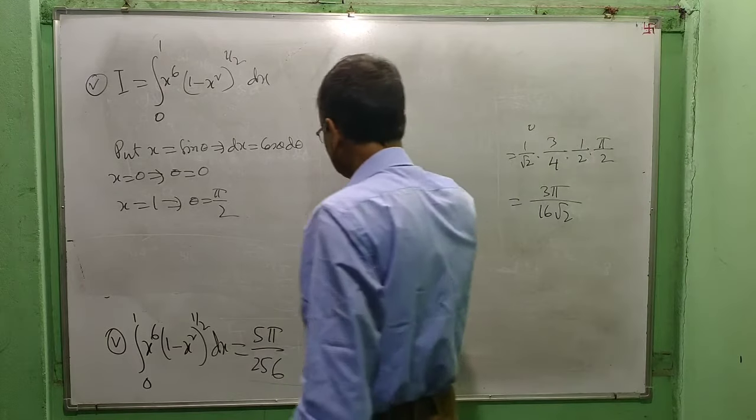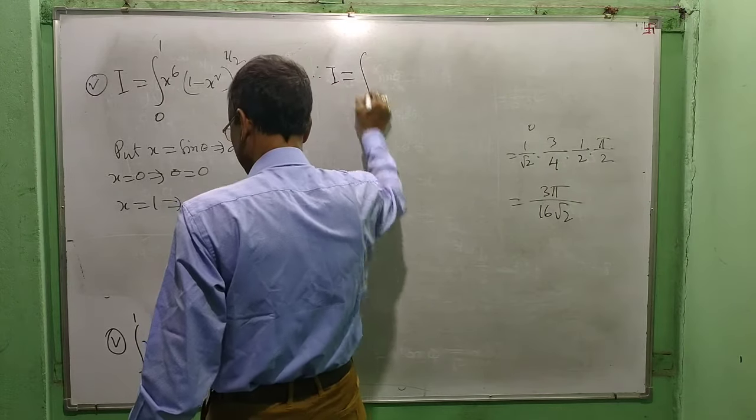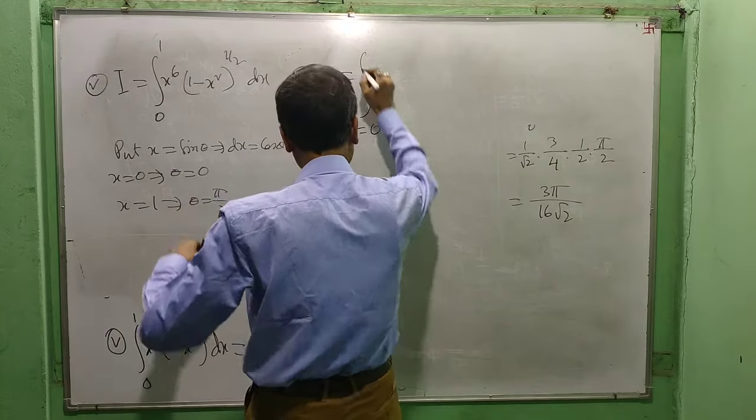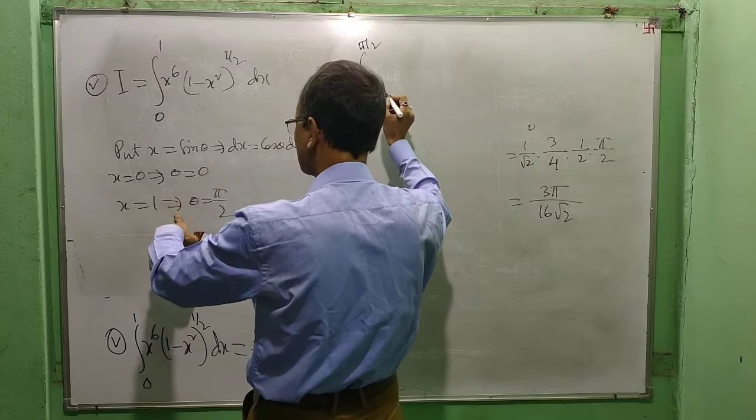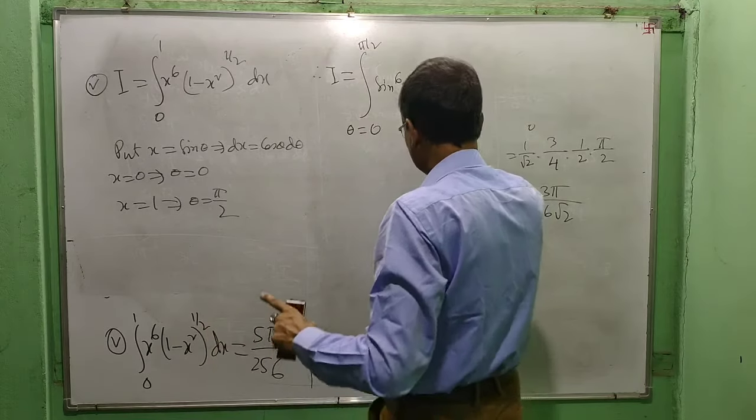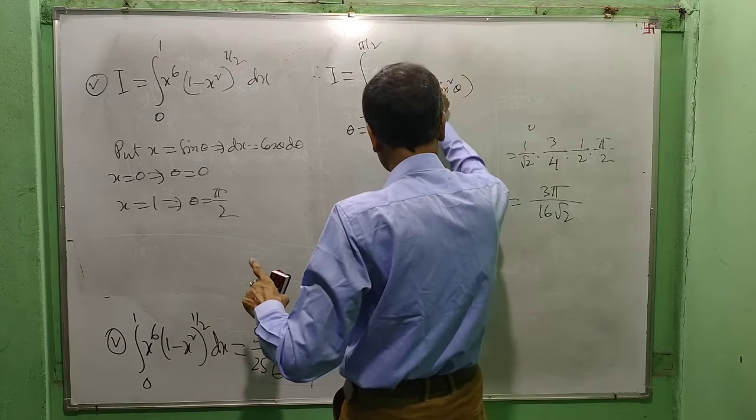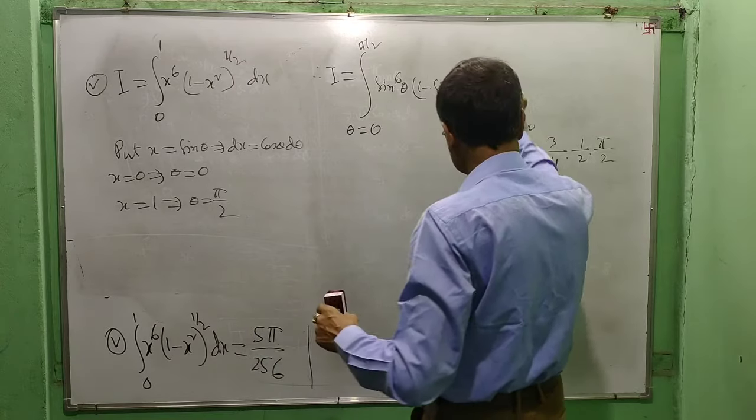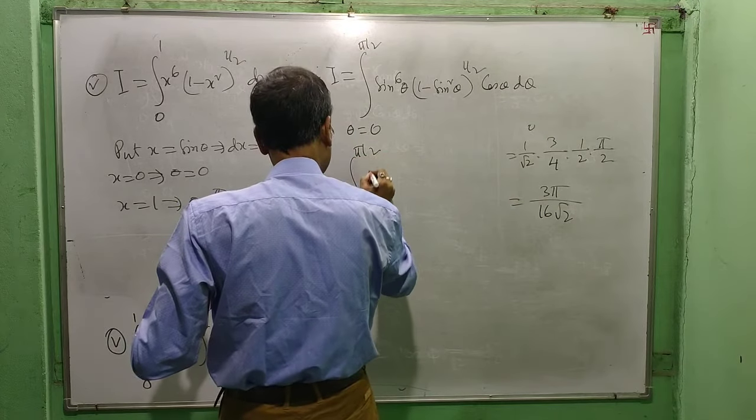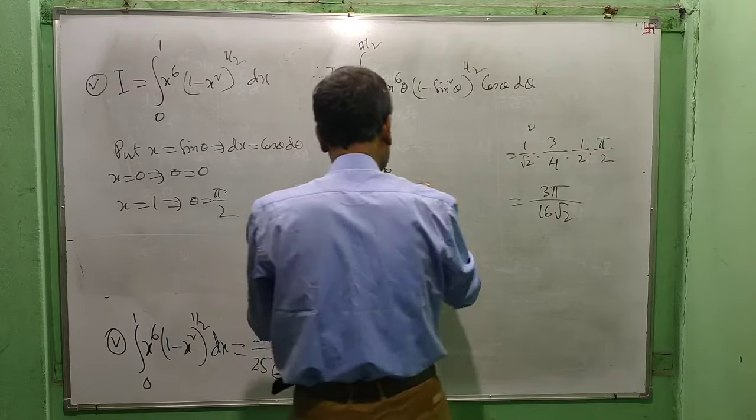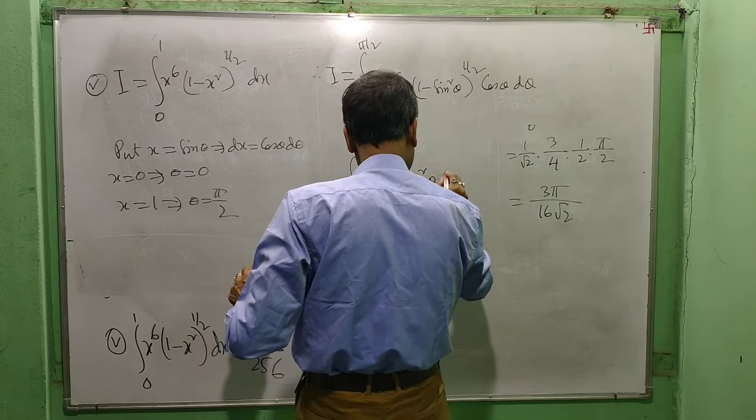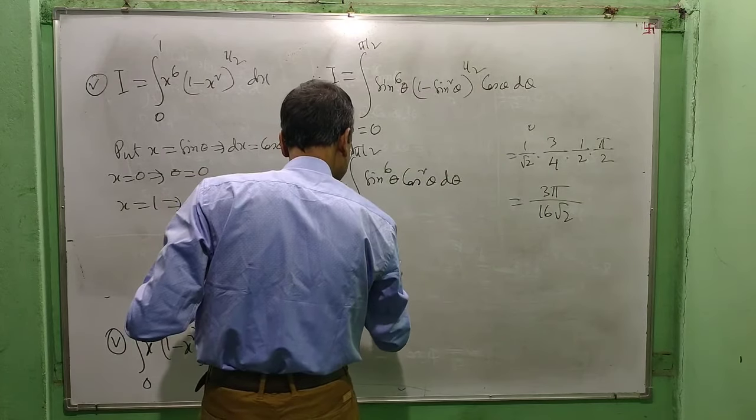Therefore, I equal to integration from theta equal to 0 to pi by 2. X to the power 6 means sin to the power 6 theta, 1 minus sin square theta whole to the power half, and dx means cos theta d theta. This is equal to 0 to pi by 2 of sin to the power 6 theta, cos theta into cos theta, which is cos square theta d theta. It is nothing but I 6 2.